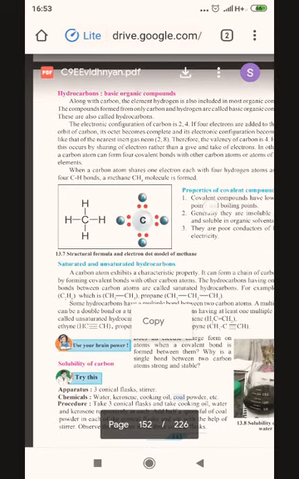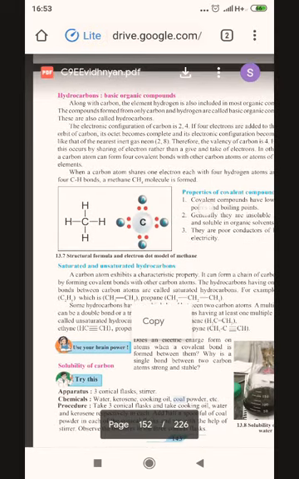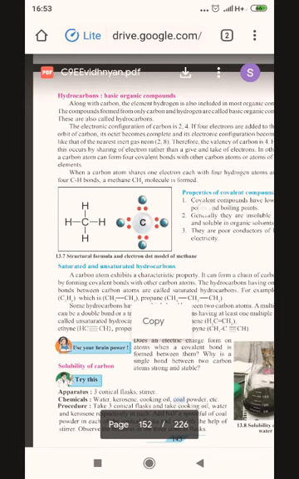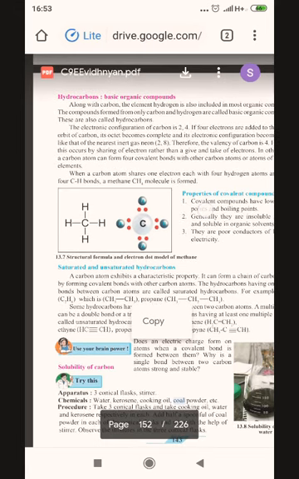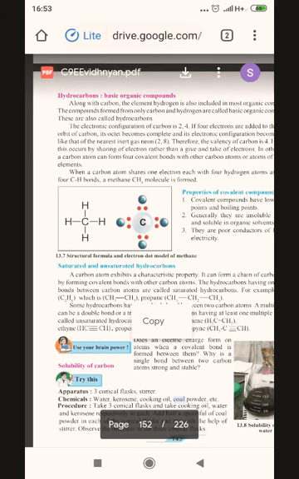Hydrocarbons, basic organic compounds. Along with carbon, the element hydrogen is also included in most organic compounds. The compounds formed only of carbon and hydrogen are called basic organic compounds. These are called hydrocarbons.